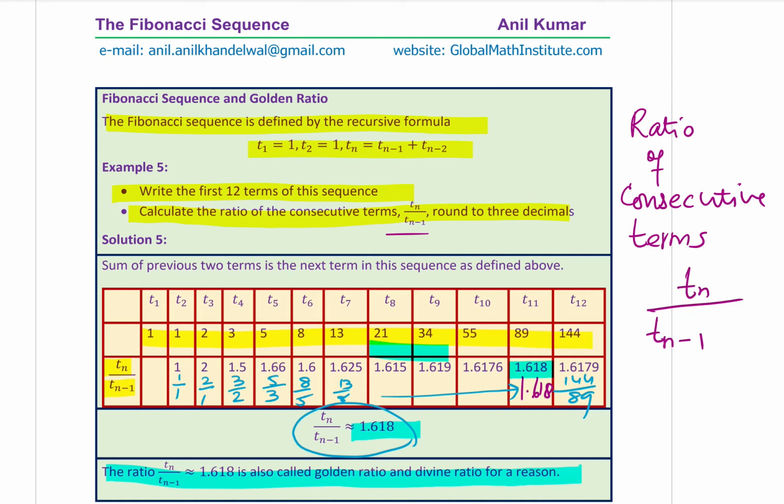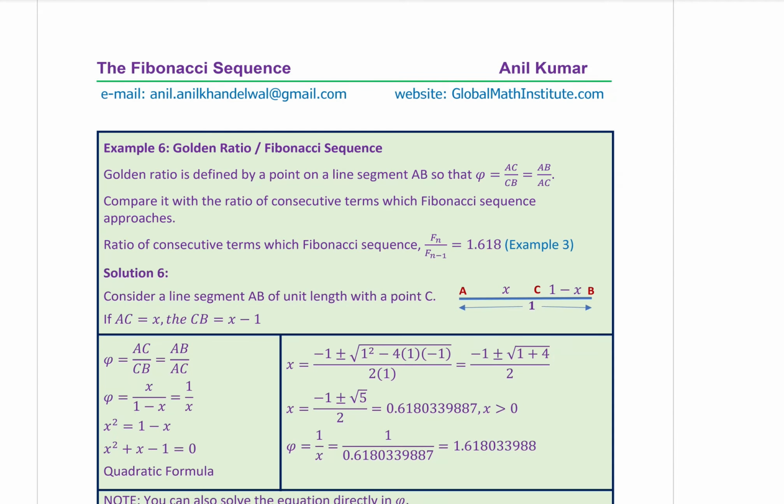That's the whole idea. Now, how do we get it? Here is a proof for the same. So to get to the golden ratio, what we will do here is go with the basic definition of golden ratio. Golden ratio is defined by a point on the line segment AB. So I have a line segment AB and we have a point C on this.